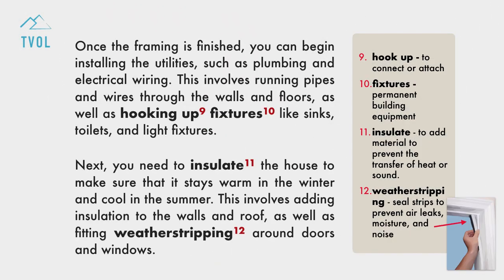Once the framing is finished, you can begin installing the utilities, such as plumbing and electrical wiring. This involves running pipes and wires through the walls and floors, as well as hooking up fixtures like sinks, toilets, and light fixtures. Next, you need to insulate the house to make sure that it stays warm in the winter and cool in the summer. This involves adding insulation to the walls and roof, as well as fitting weather stripping around doors and windows.